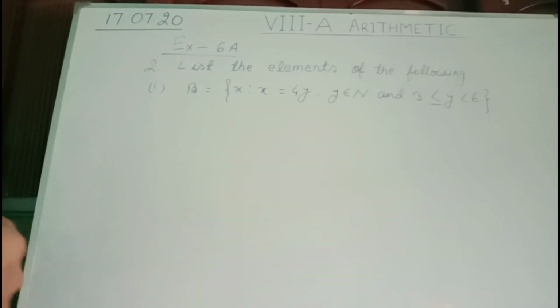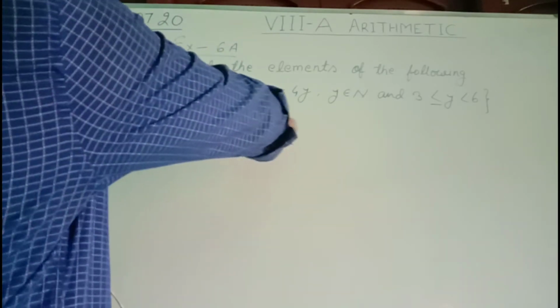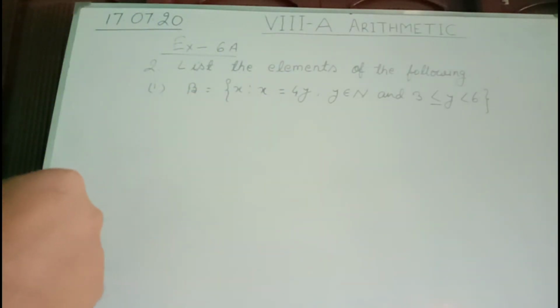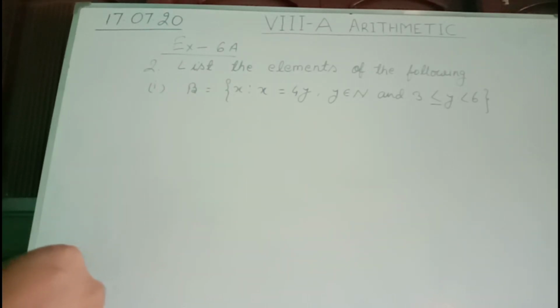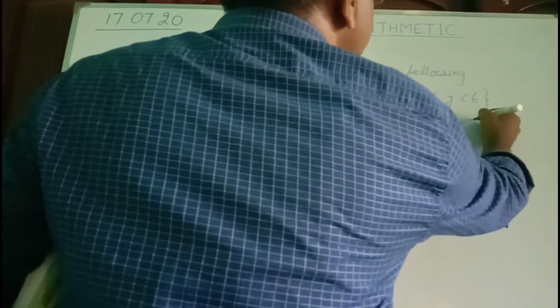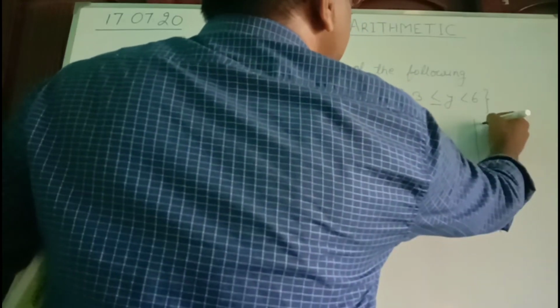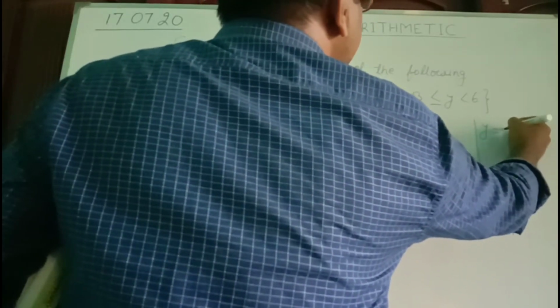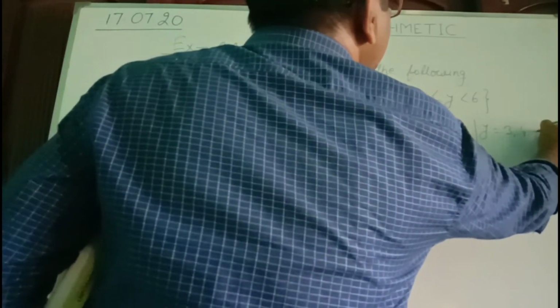In question number 2, list the elements of the following. This question is given in the set builder form. We are asked to write this in roster form. This condition is given: x such that x equal to 4y, y belongs to natural number and 3 is smaller than or equal to y is smaller than 6. So this is our rough space. The values of y are limited, that is 3, 4 and 5.